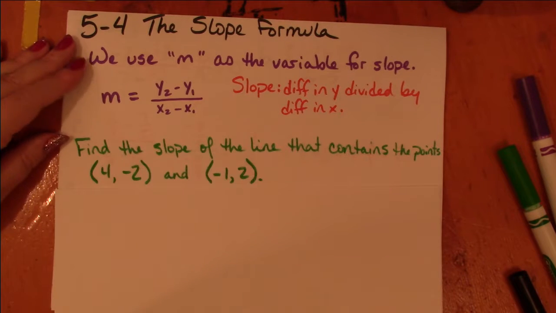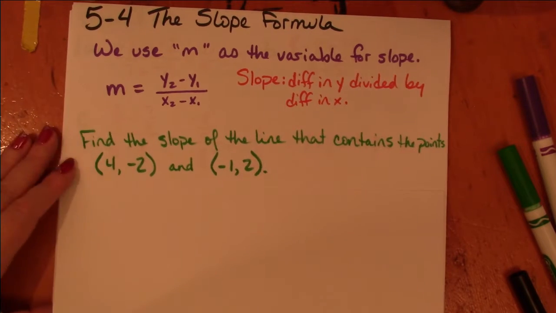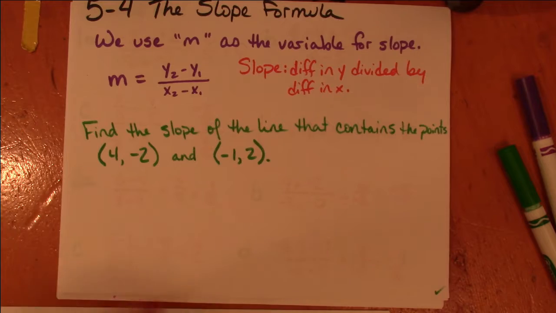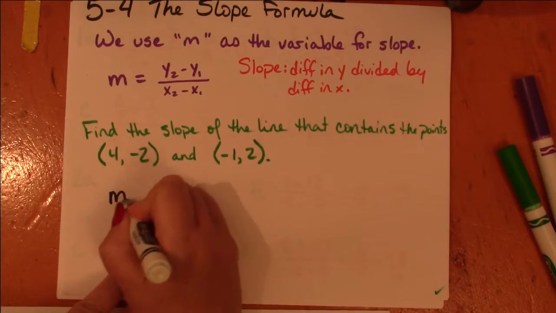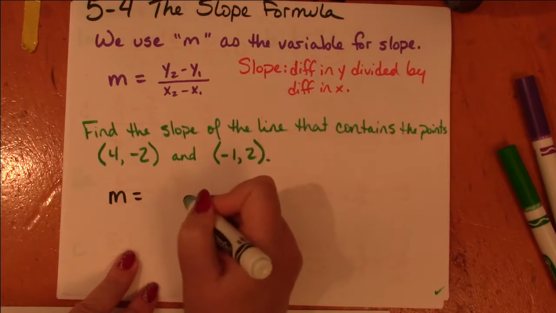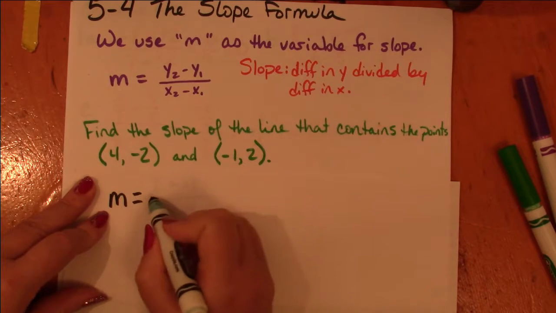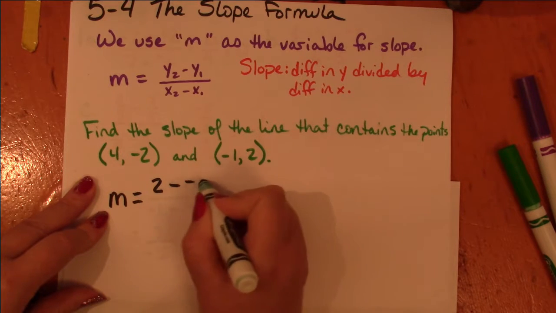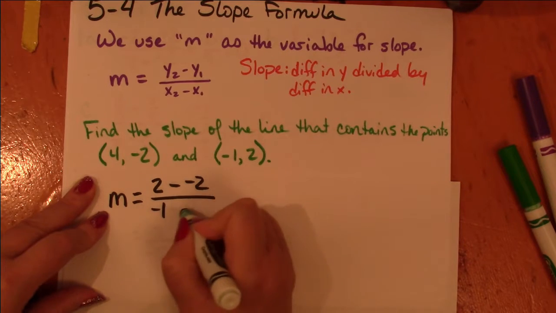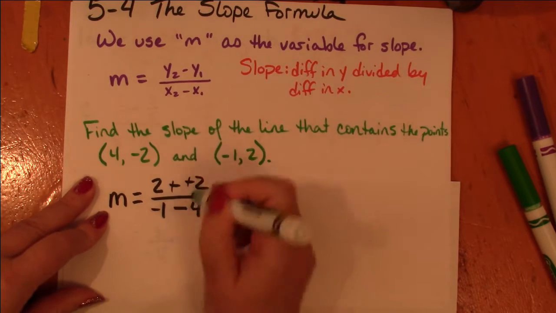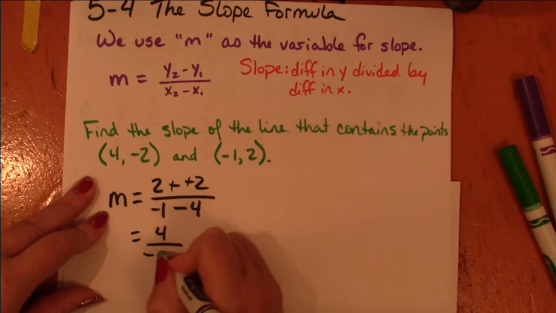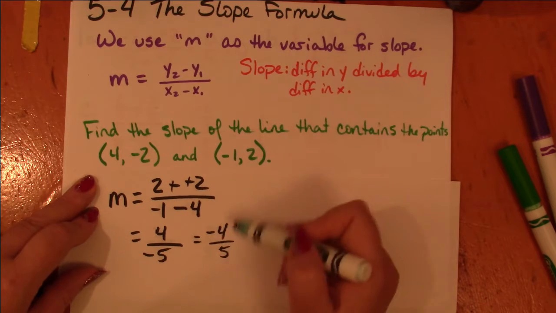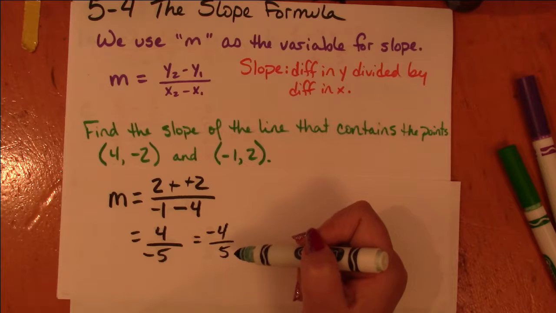So the first question it's going to ask us is to find the slope of the line that contains the points -4, 2 and -1, 2. So we are going to stick these 2 points into our formula. So we're going to plug our points in, and y2 minus y1 over x2 minus x1 is going to give us 4 over -5, or -4/5. That's our slope. So really this is just plugging in the points and following the formula.